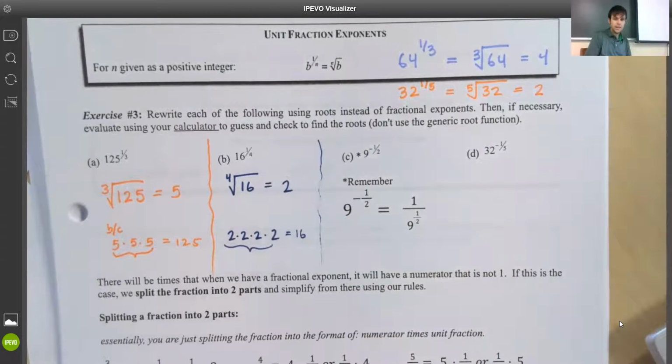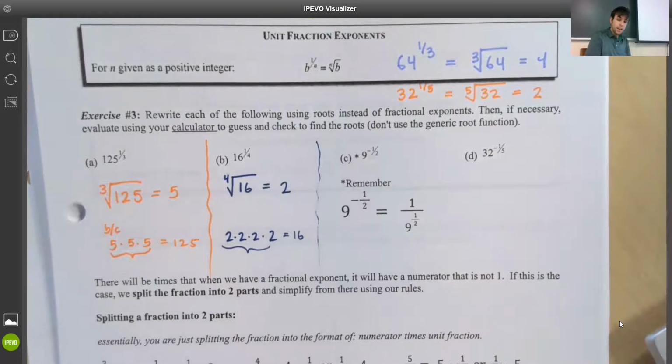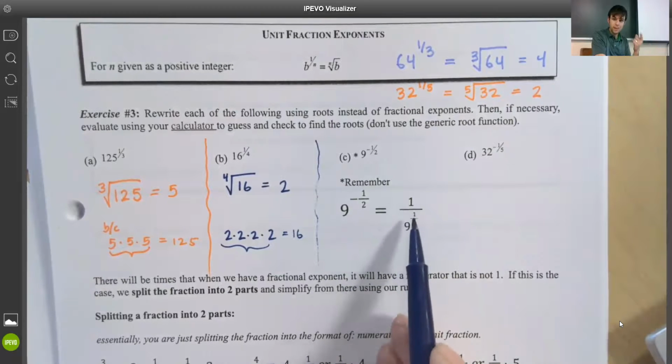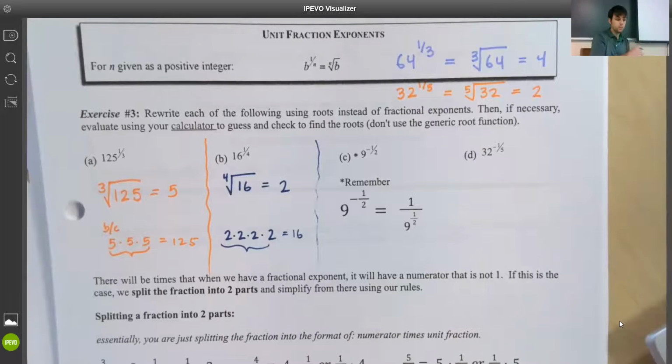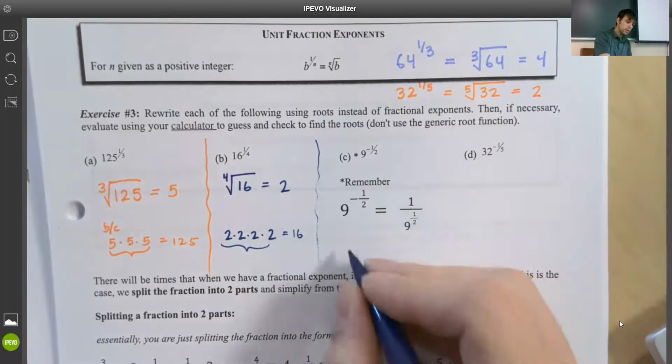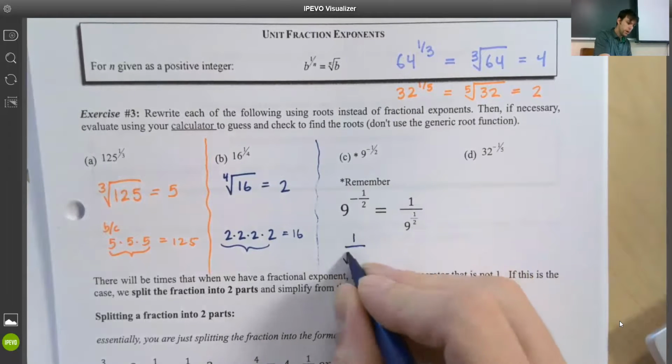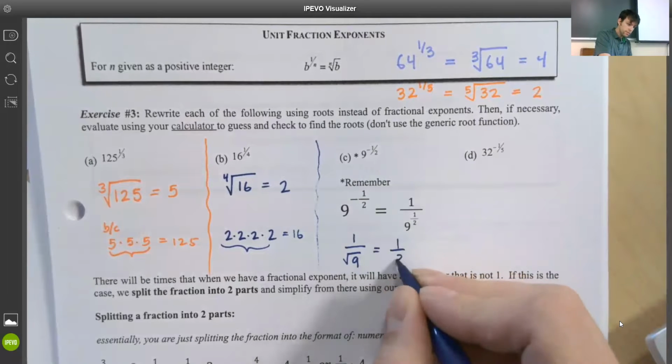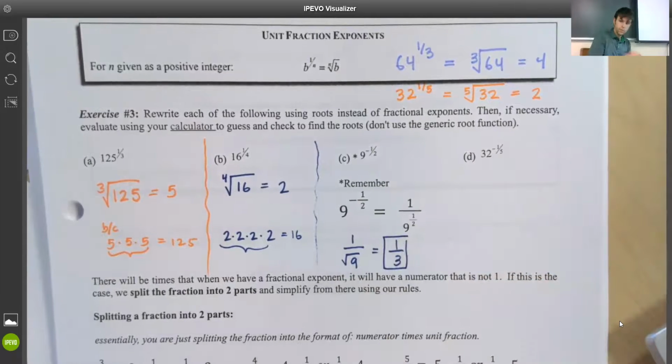Moving forward here, 9 to the negative 1/2 power. This actually requires a couple steps. First, negative exponent, so we throw it in a fraction, 1 over 9 to the positive value of that exponent, so positive 1/2. 1/2 is regular old square root. So this is equivalent to 1 over the square root of 9, which equals 1 over 3. Square root of 9 is 3, because 3 times 3 is 9.